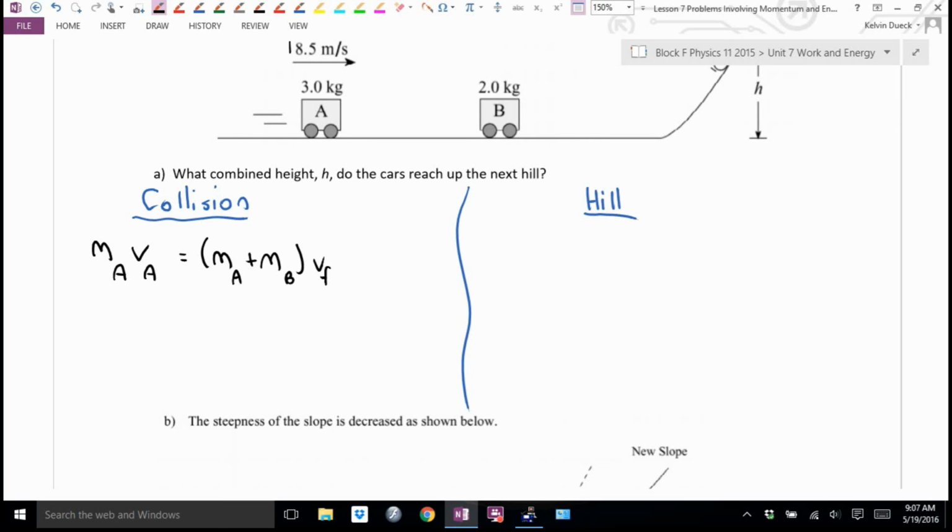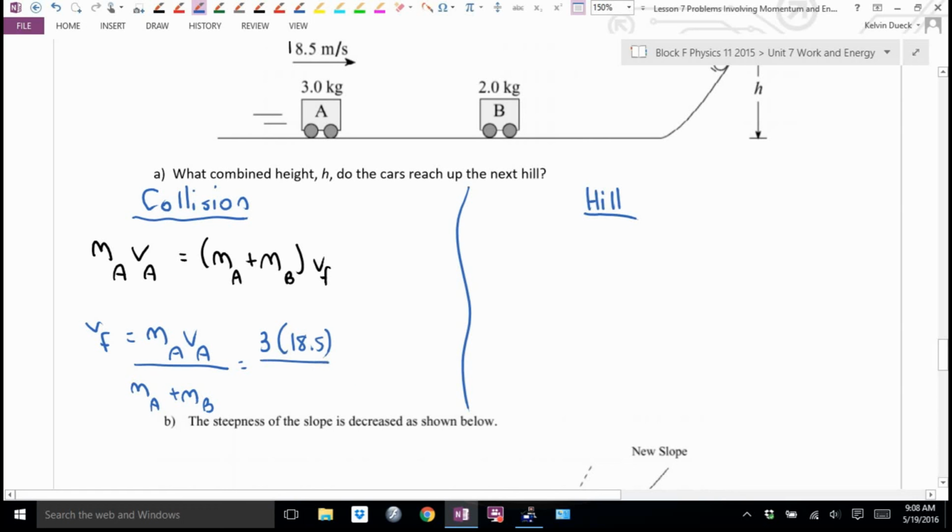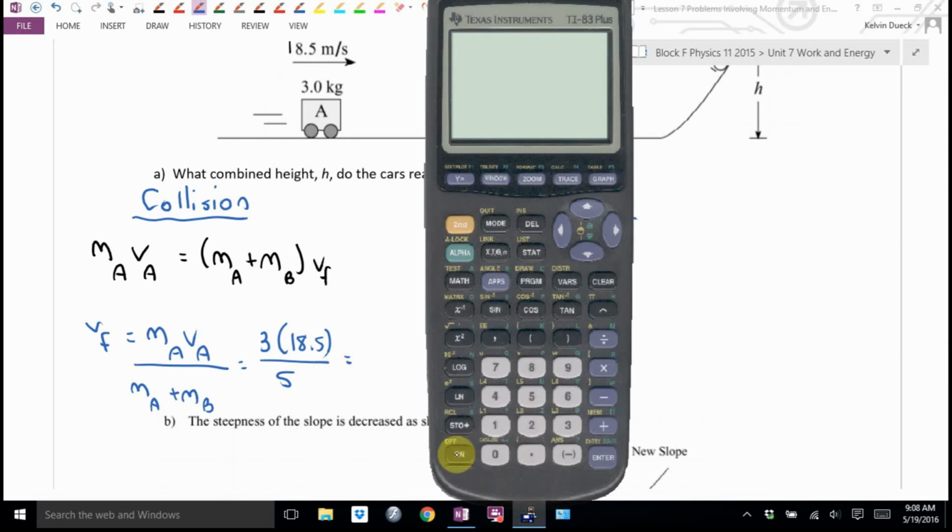Linz, I want to find out how fast they travel after the collision. I want to find V final. How might I do that? Cool. V final is going to be the mass of car A, velocity of car A, divided by mass of A plus mass of B. What was the mass of A? 3 times 18 divided by, Lindsay, in your head, could you please add car A and car B's masses together? Thank you. Three times 18.5 divided by 5 equals, oh, that's nice, 11.1, even works out okay.